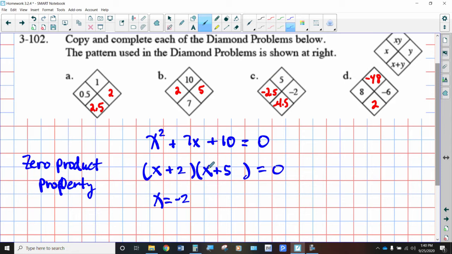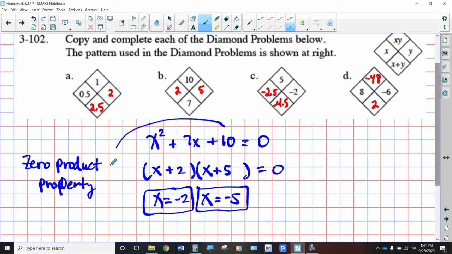What value for x would make this expression equal to 0? That would be x is equal to -5. So to solve this equation here, we now have 2 solutions. We have x is equal to either -2 or x is equal to -5. Both of those numbers, when you plug them in for x, would make this expression equal to 0. So the whole reason why we've been doing these diamond problems since the beginning of 7th grade is to prepare you for this high school math.